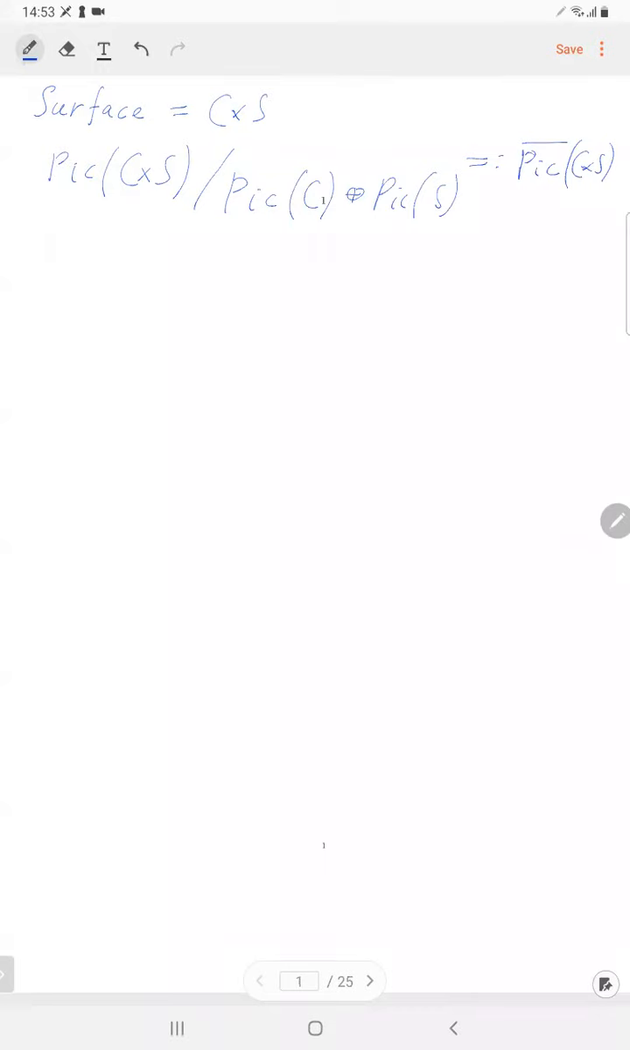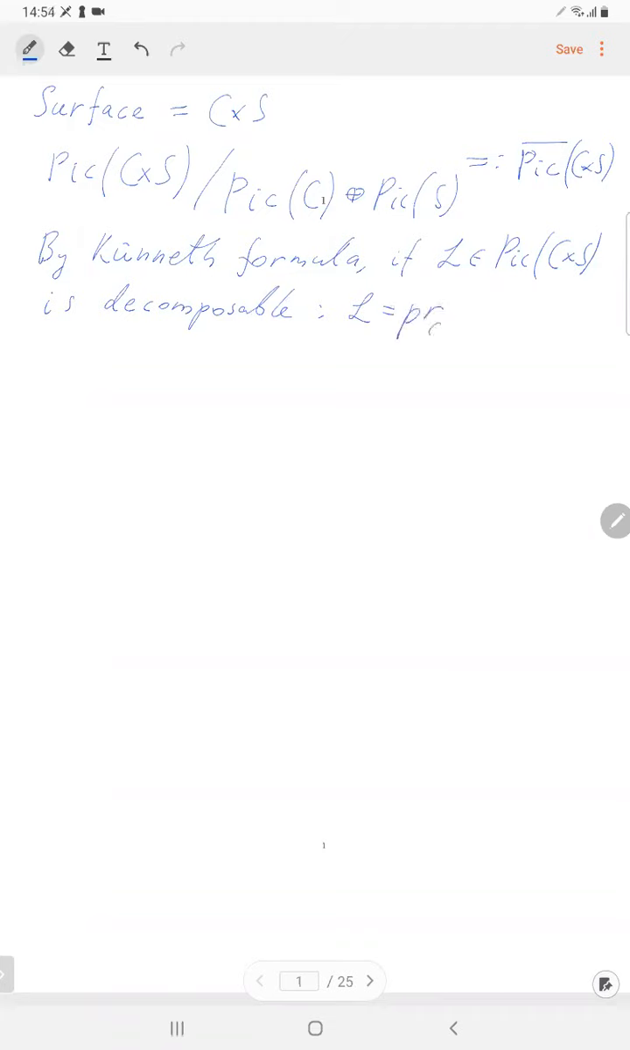Okay, so now say by unit formula, if some invertible sheaf L in the Picard group of our surface is decomposable, that is, L is the pullback from C of certain line bundle on C, tensor the pullback on S, certain line bundle on S. So if this is so, then the Euler characteristic of our L is the product of Euler characteristic of L_C times the Euler characteristic of L_S.